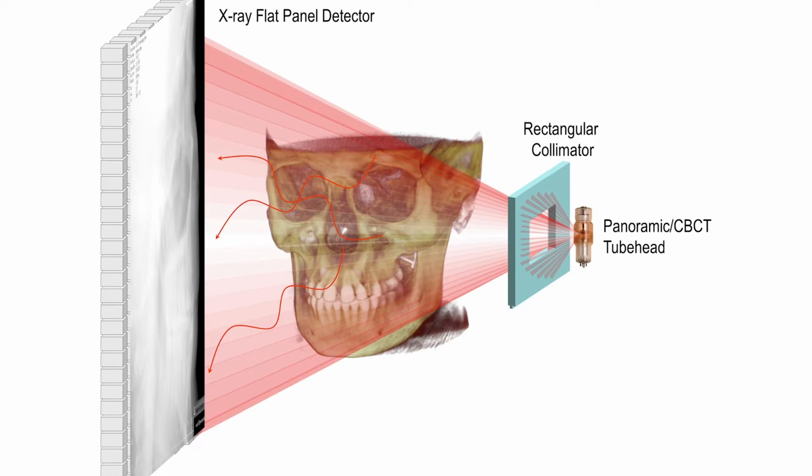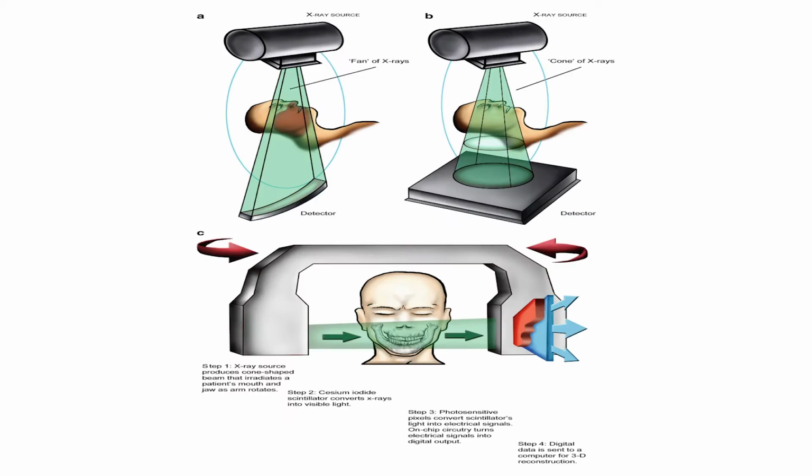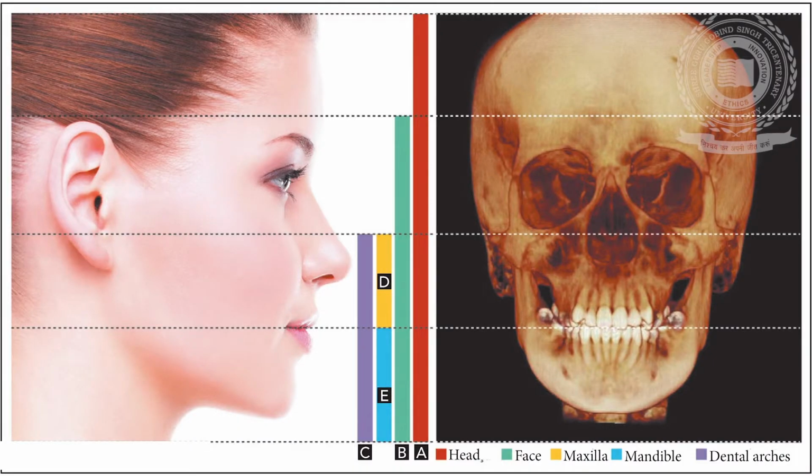Cone beam computed tomography is a dental imaging technique using computed tomography principles where the X-rays are in a cone shape instead of a fan-shaped beam. CBCT has been described as the gold standard for imaging the oral and maxillofacial area. It is developed for dental purposes to provide 3D volume images of the dental and craniofacial complex.